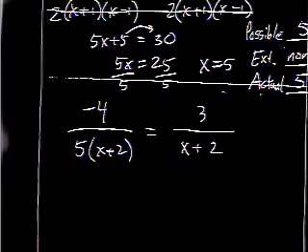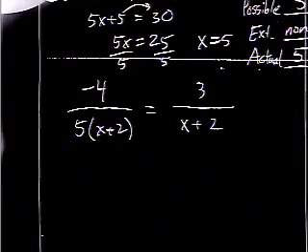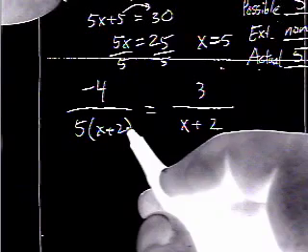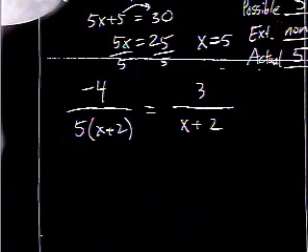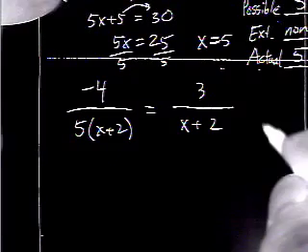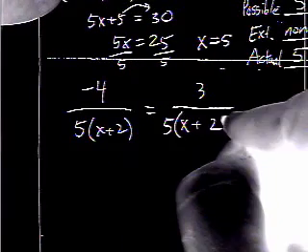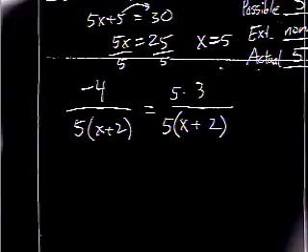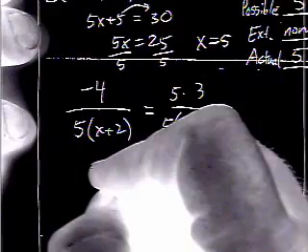So let's try it again. Let's do a different problem. Looks like both of my denominators are factored. That's even nicer than the problem before. What is this denominator missing that the other one has? It's missing a 5. So I'm going to multiply top and bottom by 5.